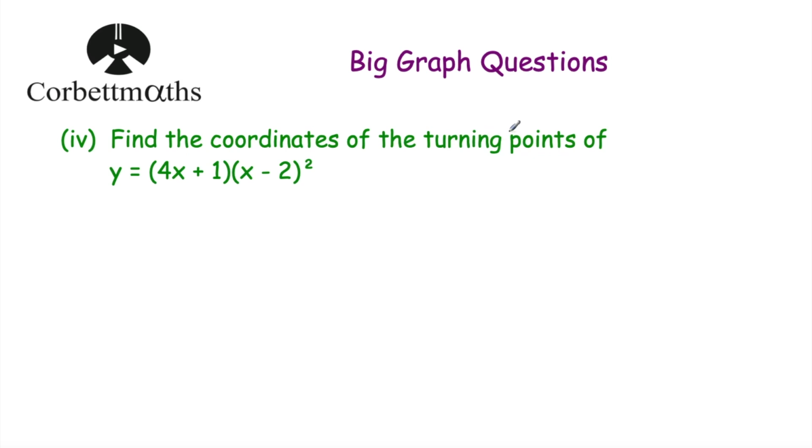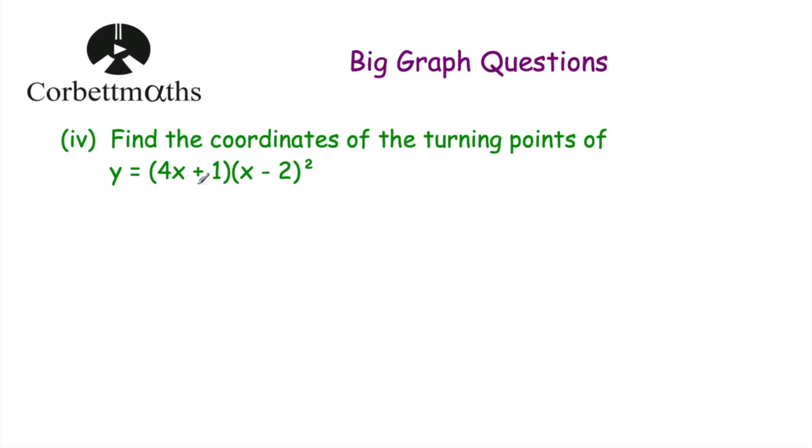So remember turning points, or some people call them stationary points, or those minimum points or maximum points. They're points where the gradient of the graph is equal to 0. So if you think of your x squared graph, it's got a turning point, the minimum point's at the bottom, the gradient is equal to 0. So if you want to find the coordinates of a turning point, you just differentiate the equation of the curve, and then you put it equal to 0.